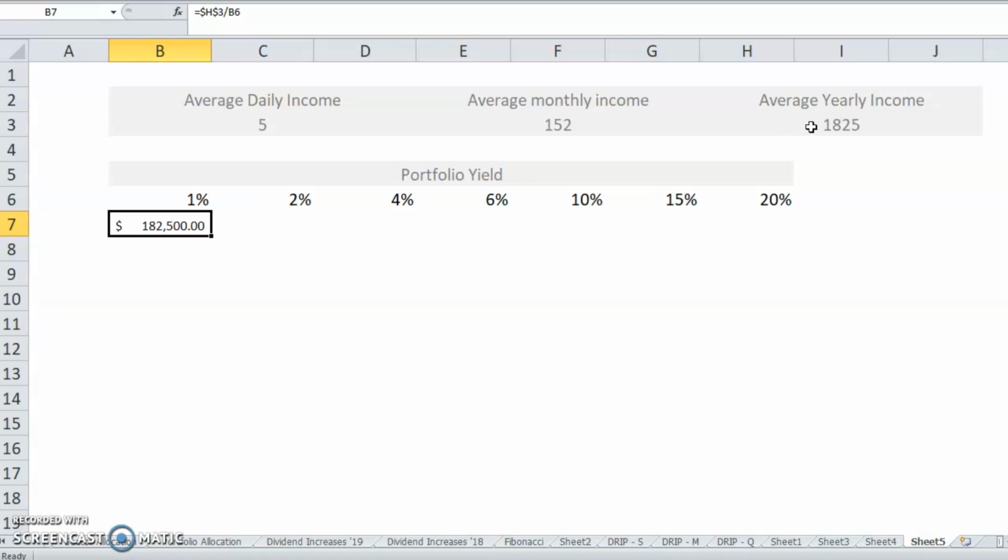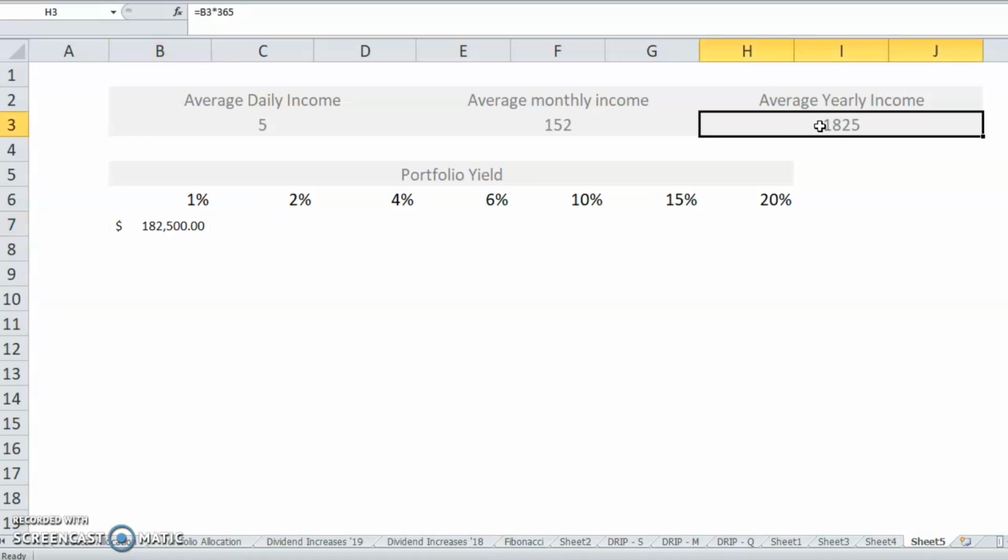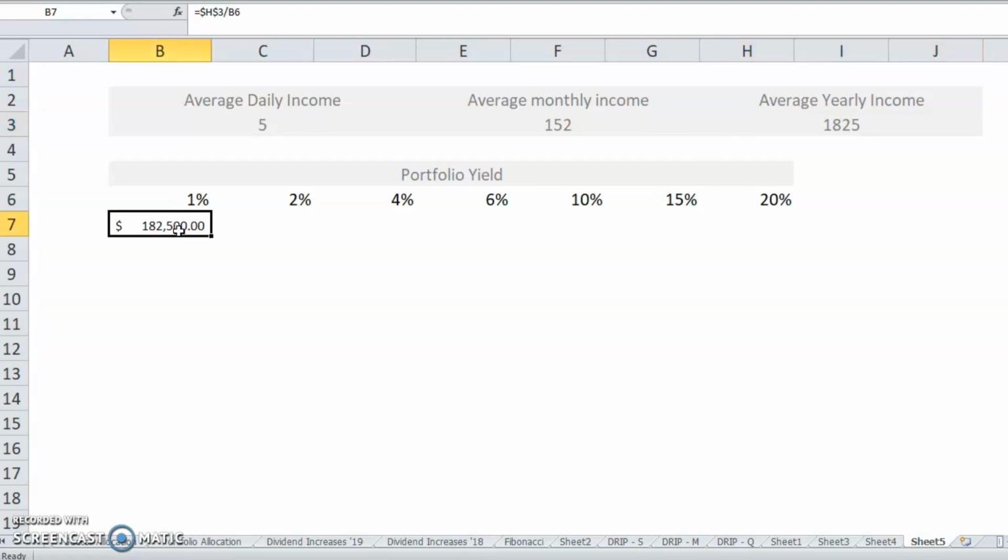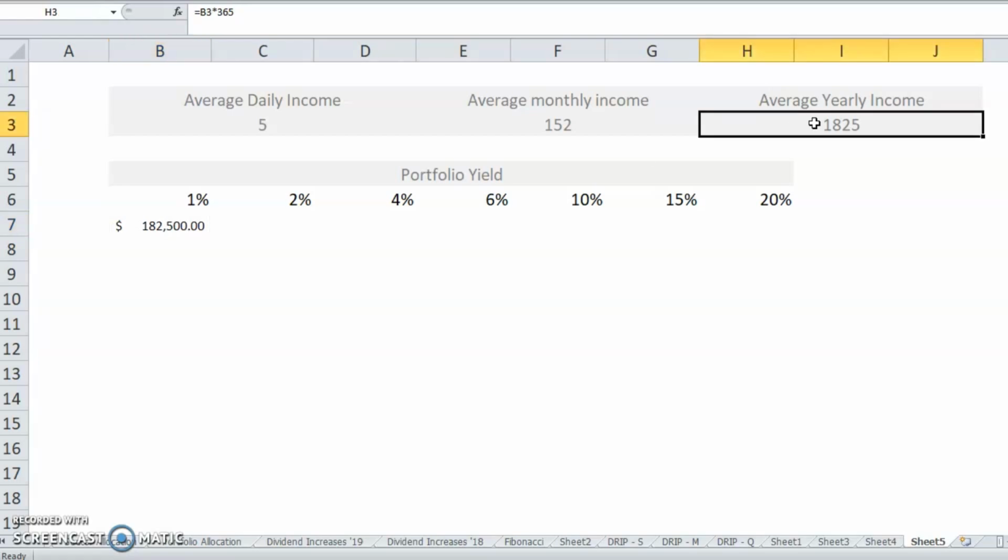So if you want your income to be $1,800 a year or $5 a day, you need to invest $182,000 if you are going to get a 1% return on your yield. So you get 1% off of $182,000. It's going to get you $1,800 a year, and monthly or daily, this is the value that you would get. Super simple to create this. You basically would just have this cell equal what your yearly income would be, and divide it by whatever your percentage yield is.